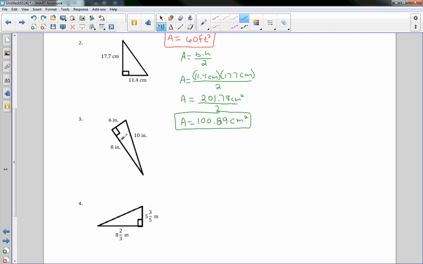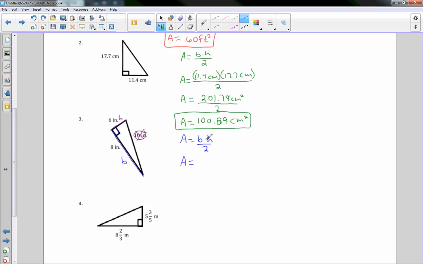We have a right triangle. Sometimes they will rotate it to try to confuse you. Here is the right angle. So this side is my base, and this side is my height. This is the hypotenuse. I do not need it. Okay, so area equals base times height divided by 2.